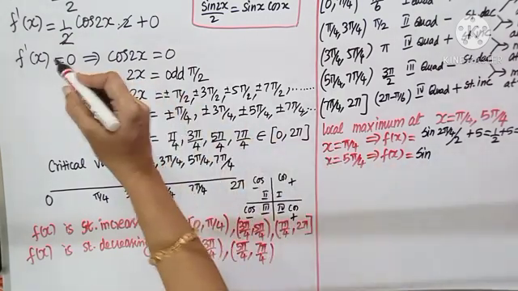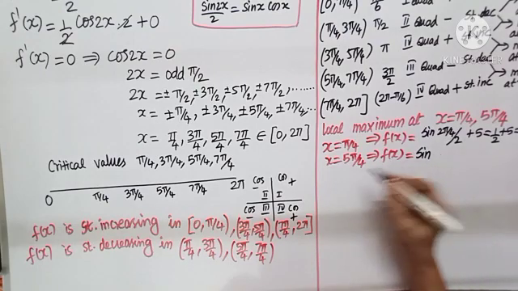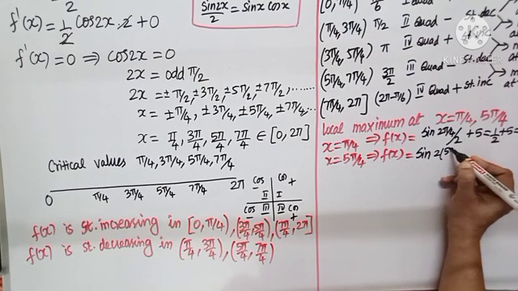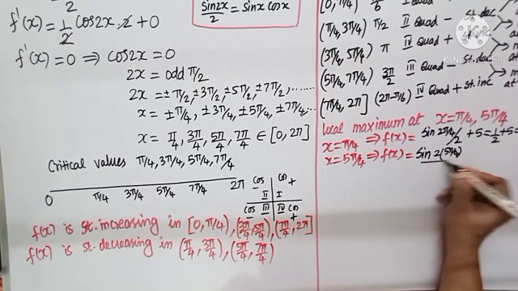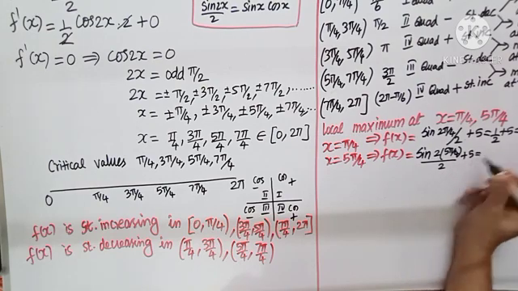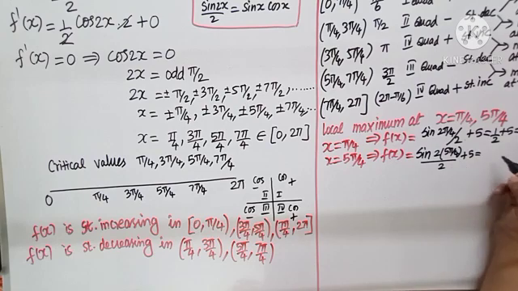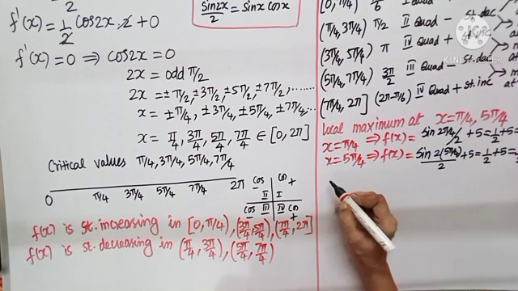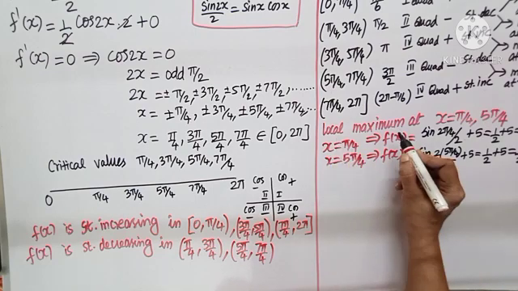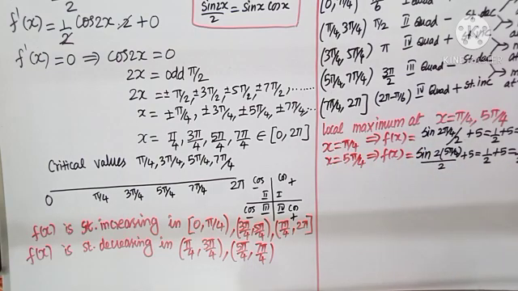If I put 5π by 4 also, the same answer will come. Sin 2x by 2, 2 into 5π by 4, by 2, plus 5. Again it is 5π by 2. Sin 5π by 2 also is plus 1 only. 1 by 2 plus 5, that is 11 by 2. Once I find both are the same, take and write the answer. Local maximum equal to 11 by 2.